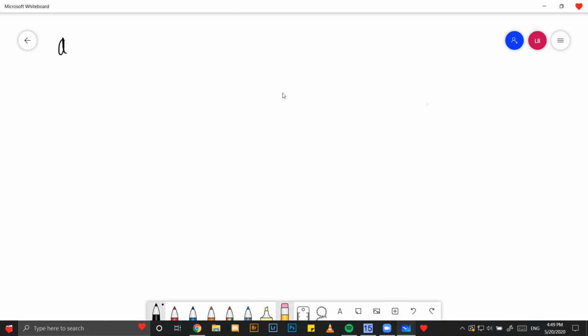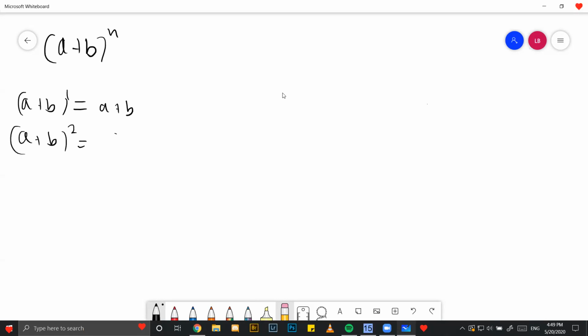We start off with (a plus b) to the power of n. We want to figure out what this is going to give us. Let's try a few different terms. If we do (a plus b) to the power of 1, we get a plus b. If you do (a plus b) squared, you get a squared plus 2ab plus b squared, when you multiply it out.